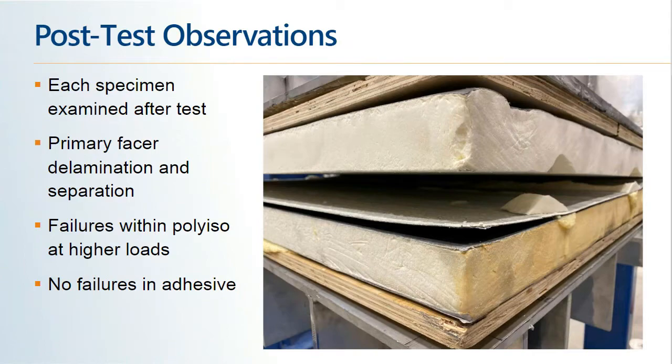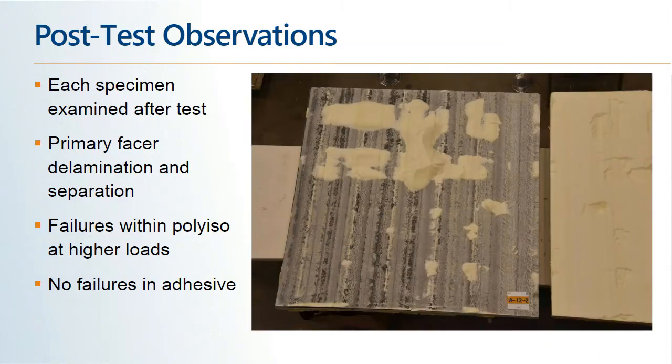So the primary failure planes that we found were delamination and separation of the facer from the insulation, and failure within the polyiso body of the board itself. And shown here, circled in red, would be the foam separating internally. We did not ever have any failures in the low-rise foam adhesive itself, only in the facing of the insulation and the foam body of the insulation. And typically, the failures in the foam body were always at the higher loads.